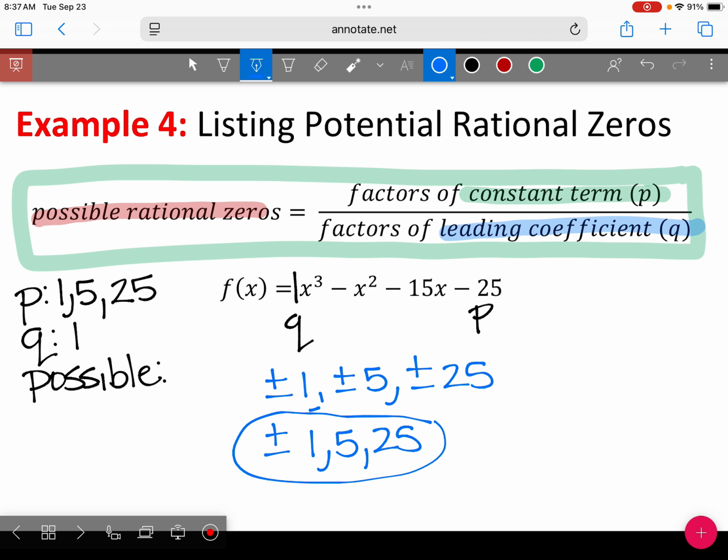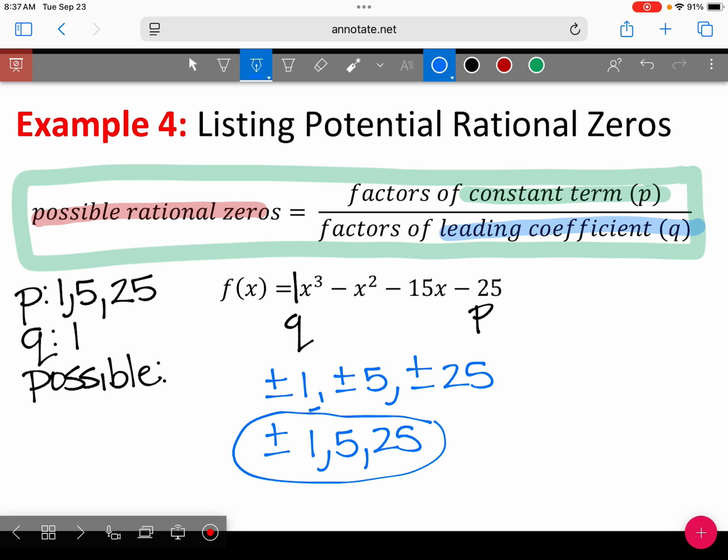So if I were to graph this on a graphing calculator, it's not going to cross at 3. It's not going to cross the x-axis at 4. It's not going to cross the x-axis at 7. It's going to cross at either +1, -1, +5 or -5, or +25 or -25. It's going to be one of those possibilities.